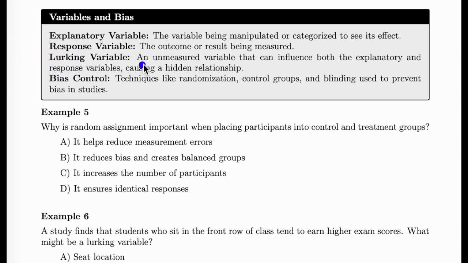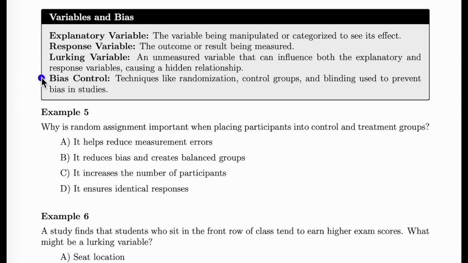Lurking variable, it's an unmeasured variable that can influence both the explanatory and response variables, causing a hidden relationship. This is a fancy way of saying it's a variable that is unexpected, that may have changed your results in a way you did not expect. A lot of times when you set up a research study, you're focused on these two variables, the explanatory and the response, and there may be another variable affecting the outcome that you do not realize, and that's the lurking variable.